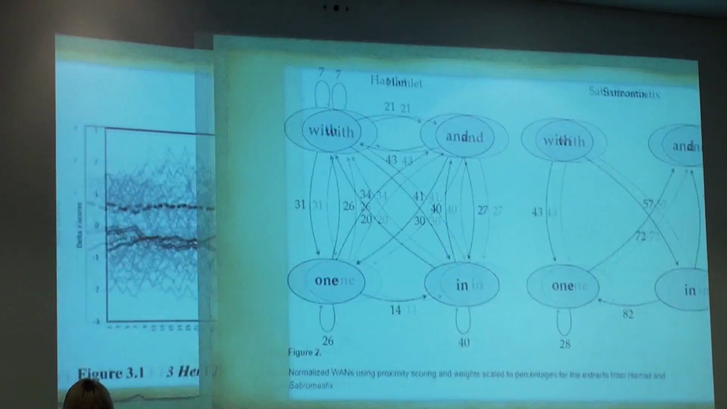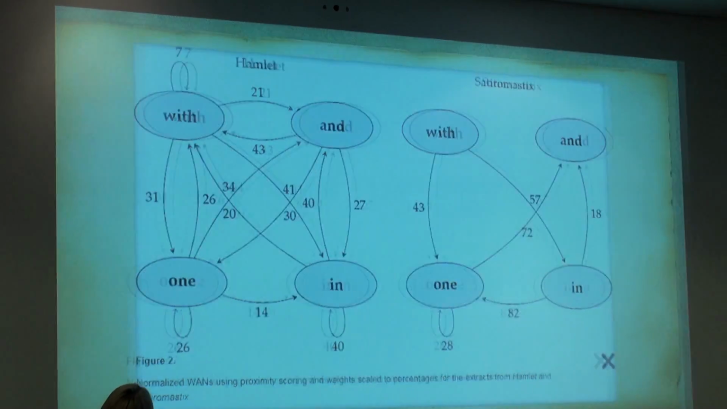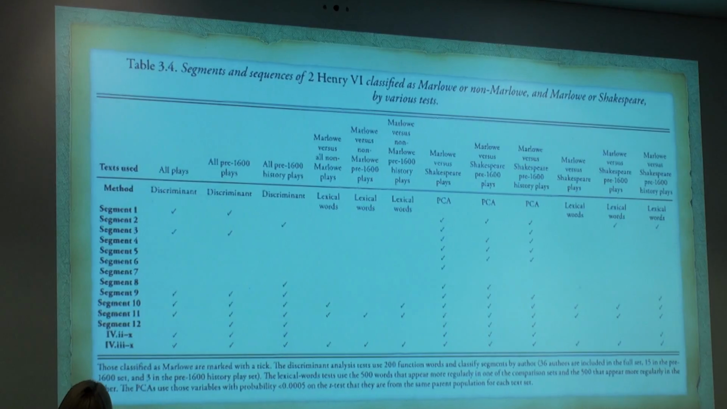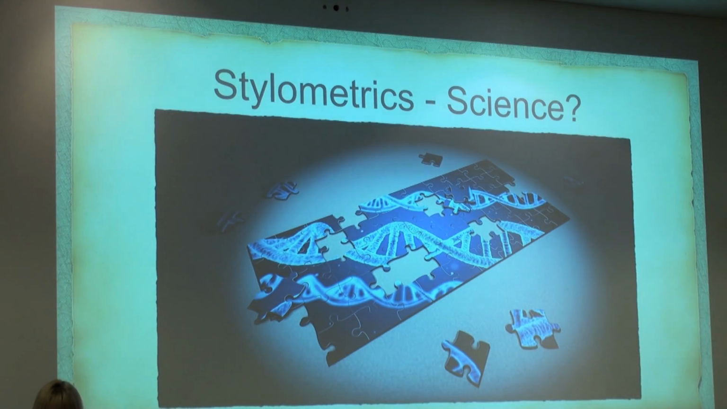And you're going to see some normalised WANs, word adjacency networks. I think I could make a quilt out of these. Here's another table that looks quite sciencey, right? And the question I'm going to ask throughout the rest of this talk is: is stylometry science?